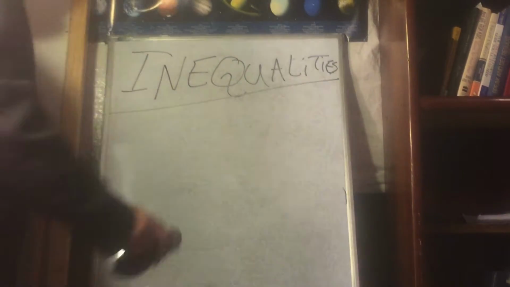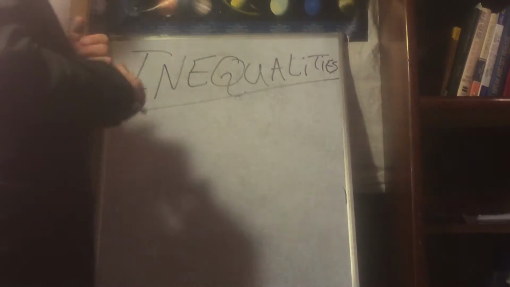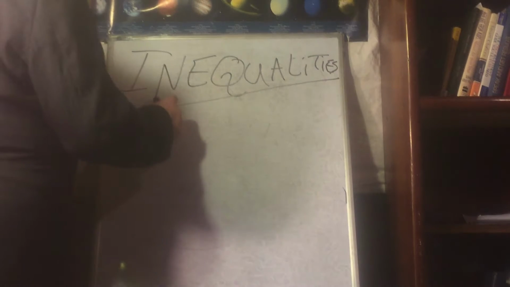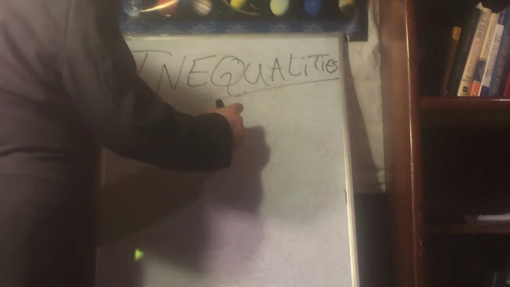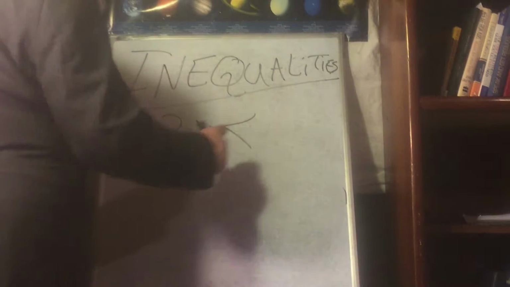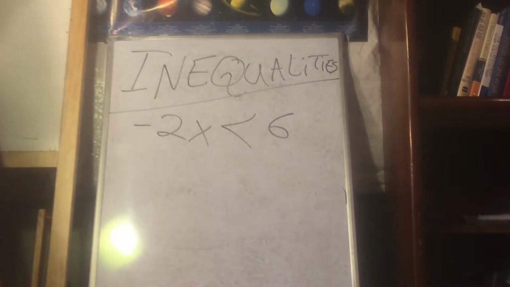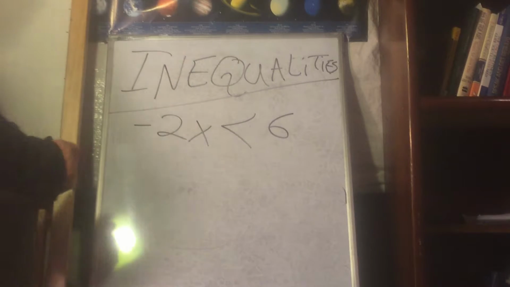Now, the point exactly that I want you to know in inequalities: if you multiply or divide, only when you multiply or divide, you change the sign of the inequality. For example, if we have negative 2x less than 6, how much is x?